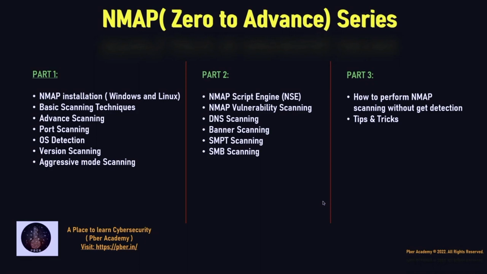In part 2, we are just going to see the Nmap Script Engine, NSE. Using the scripts, we are going to do vulnerability scanning. We will also be seeing DNS scanning and we will get the DNS information. And also we will be doing banner scanning, SMTP scanning, and SMB scanning. In part 3, we're going to perform Nmap scanning without getting detected by firewall and IDS, and end the series with tips and tricks.